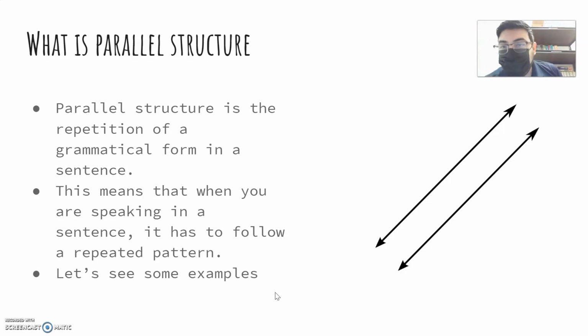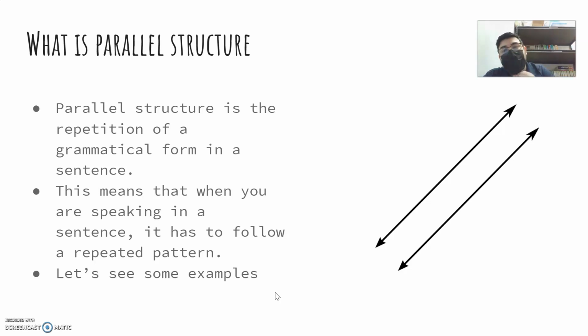All right, keep going forward. What is parallel structure? So it doesn't have to do with math. You can think of it in math terms. All right. So parallel structure is the repetition of a grammatical form in a sentence. This means that when you're speaking in a sentence, it has to follow a repeated pattern. All right. So when you're talking, everything has to have a sense of flow. It has to make sense. It has to all kind of tie together. It's got to all be parallel with each other.